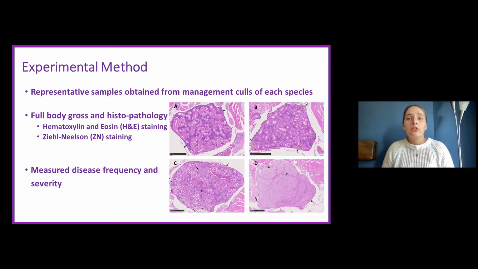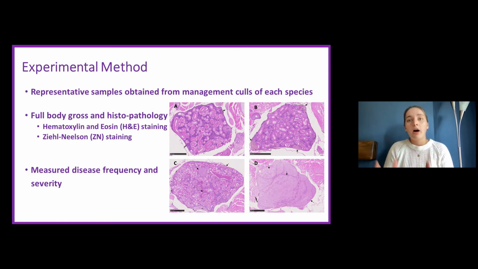Ziehl-Neelsen staining was used to detect acid-fast bacilli, which were morphologically diagnosed as mycobacteria, and disease severity was graded on a scale from minimal to marked. The image on this slide shows the kidneys of 4 Nothobranchius sainthousei. A is minimal, B is mild, C is moderate, and D is marked.